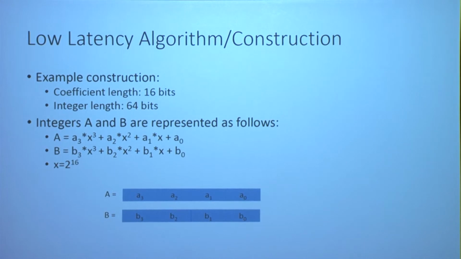Coefficient length for this construction is 16 bits. It could be any bits, but just for this example, I'm representing each coefficient using 16 bits, and I'm going to multiply two 64-bit integers using this representation. And so integers a and b are represented using two polynomials where the coefficients have the weight of 16 bits. So this is integer a, integer b, 4 digits, 4 coefficients. I'm just going to multiply these two integers.